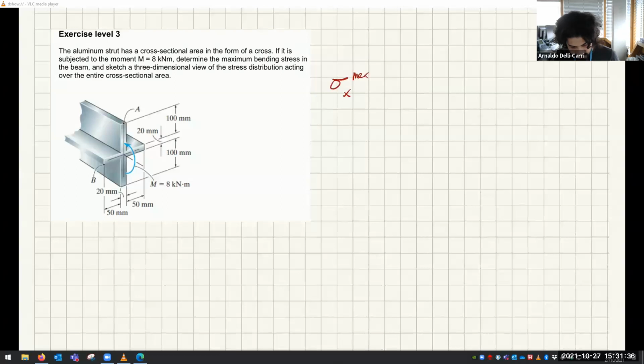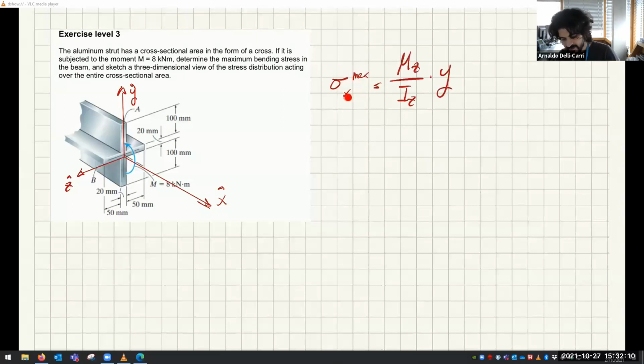It's not given the direction, so let's say that this is the x-axis. And this is the y-axis. And this is the z-axis. So how do we find the largest bending stress? This moment is, of course, as you can see, around the z-axis. So that means that sigma x max is the moment around z divided by Iz times the y coordinate. So we accounted for everything.